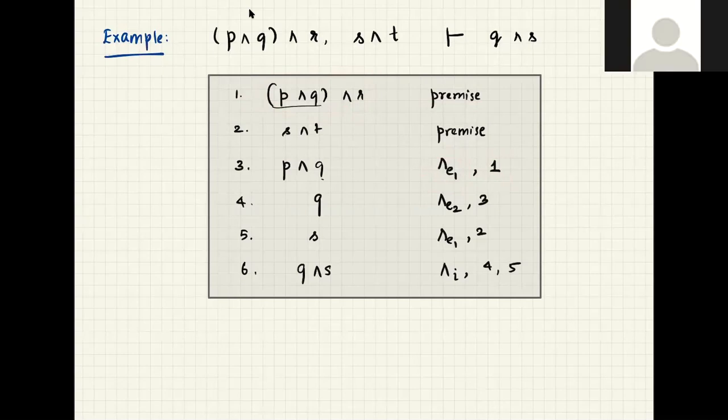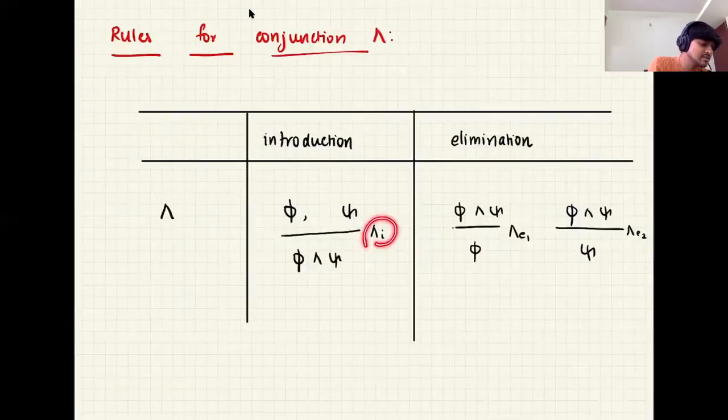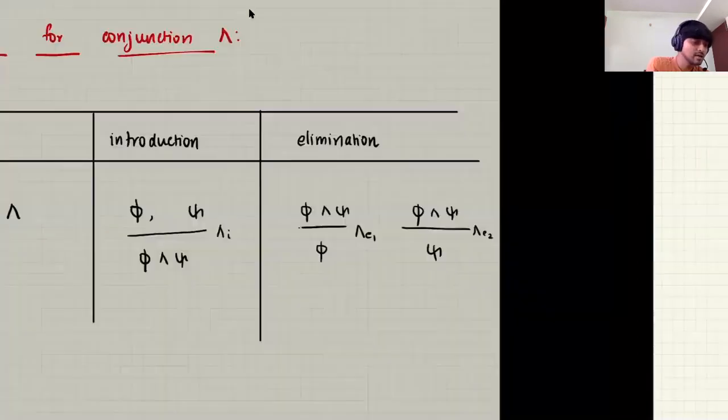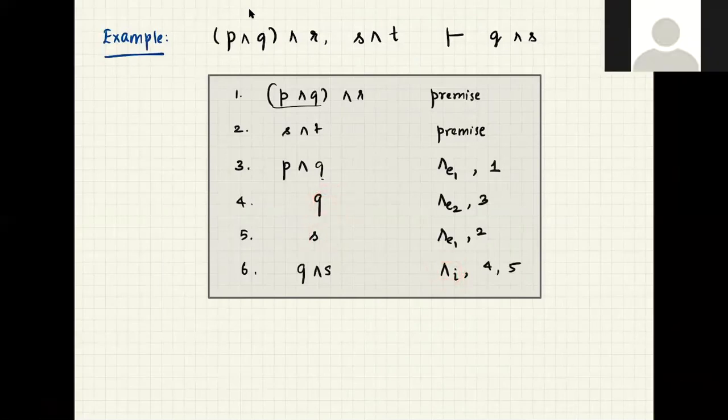Sir, why is the sixth line AND I? This is AND introduction. The name of the rule is AND introduction. If I have phi and psi, then I can derive phi and psi. I am applying this rule, so the name of this rule is AND I. I applied this AND I rule to this and this. Is that clear? So here my Q was phi and S was psi, and I derived phi and psi, essentially.